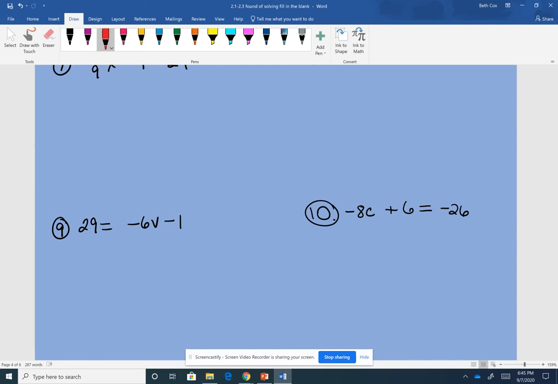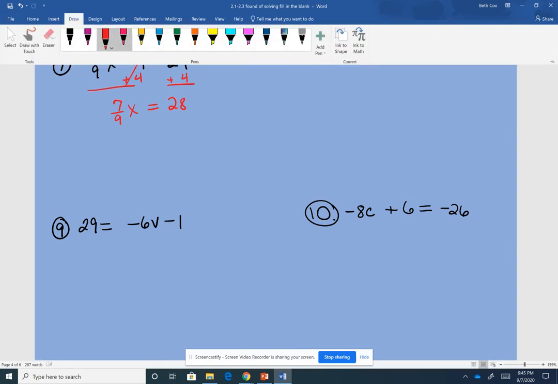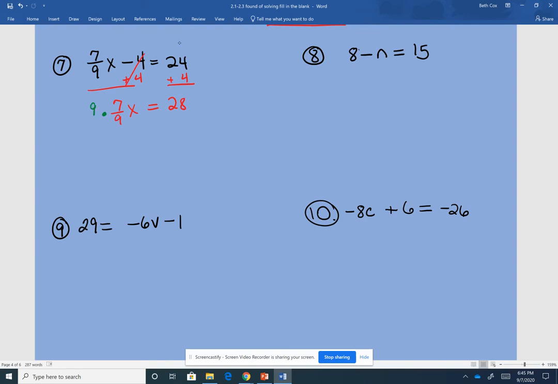All right, so the first thing I'm going to do is add 4. I'm going to add 4 over here. And what I do to one side, I have to do to the other. And so that's going to give me 28 on the right and 7 over 9x on the left. Okay, and then the next thing I'm going to do is multiply by the reciprocal. We did this in the last video. That gives me 63 over 63x, which is 1x. What I do to the right, I have to do to the left.